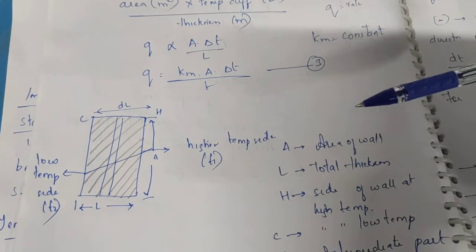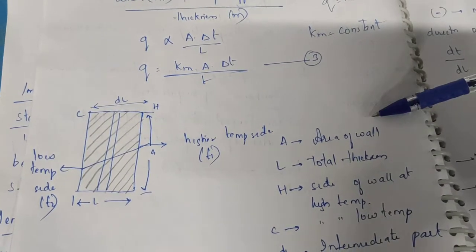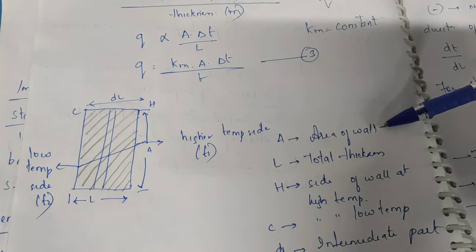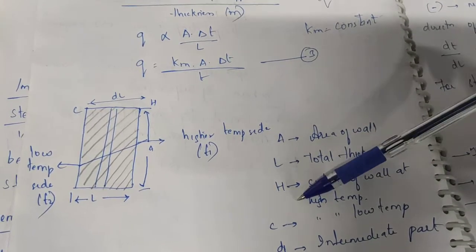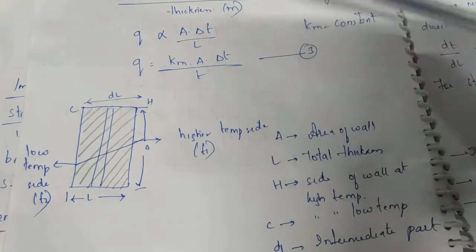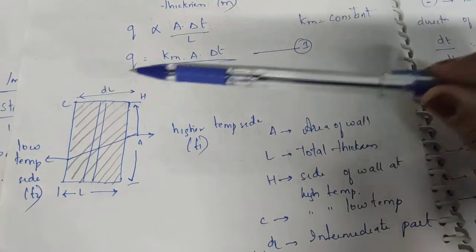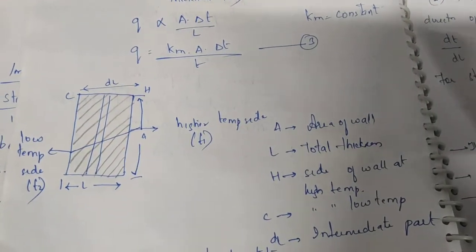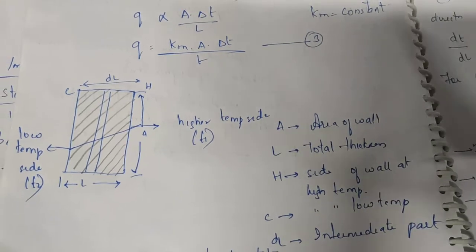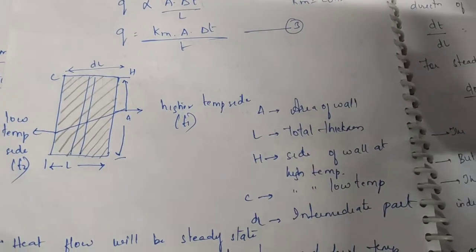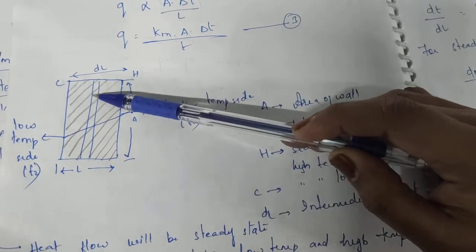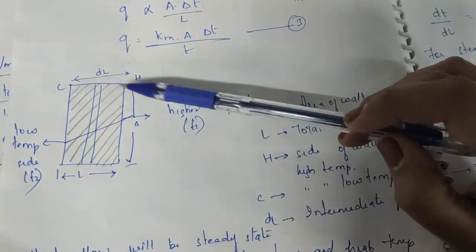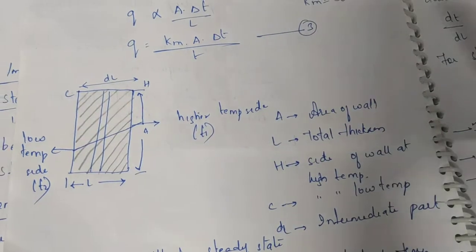We will see the derivations now. A is the area of the metal wall, L is the thickness of the metal wall, H is the side of the wall at the high temperature, C is the side at the low temperature, and DL is the intermediate part, the in-between part. The heat flow will be in a steady state. This DL section is parallel to both the H side and the C side.